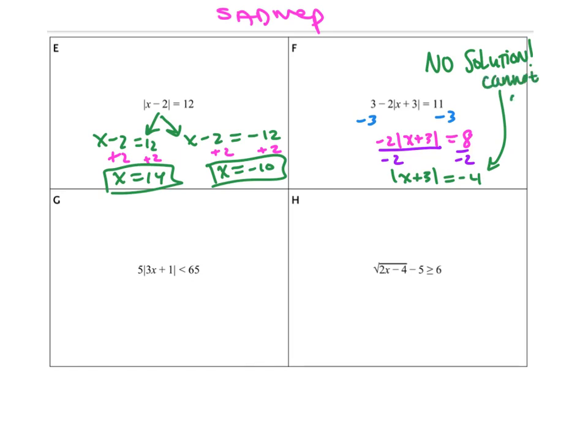I'll write that there. Negative number with absolute value. Abs val. All right. Great. I love that. I love it when that happens.